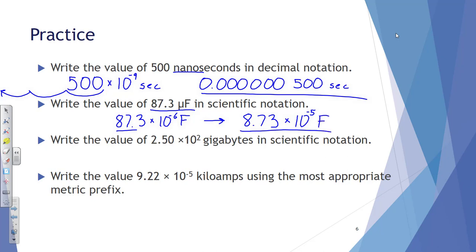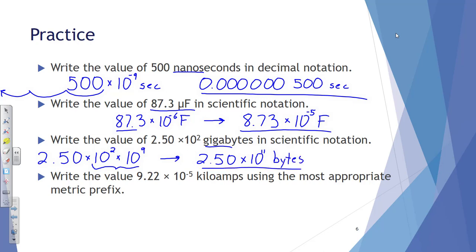2.5 times 10 to the second gigabytes in scientific notation. Well, that's 2.5. This is kind of scientific and metric mixed together. 2.50 times 10 to the second. But giga can be replaced by 10 to the ninth. And so now we can combine those two powers of 10 together into one. And this becomes 2.50 times 10 to the 11th bytes.